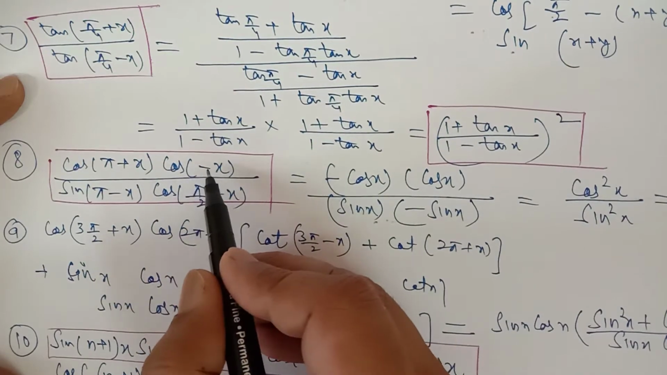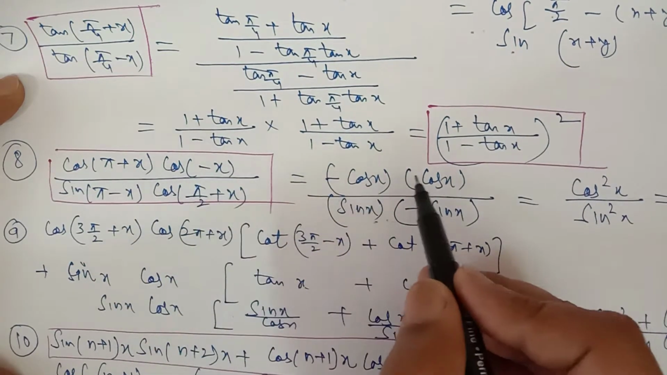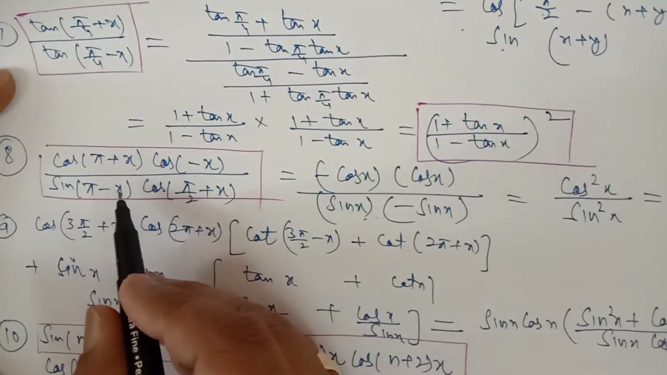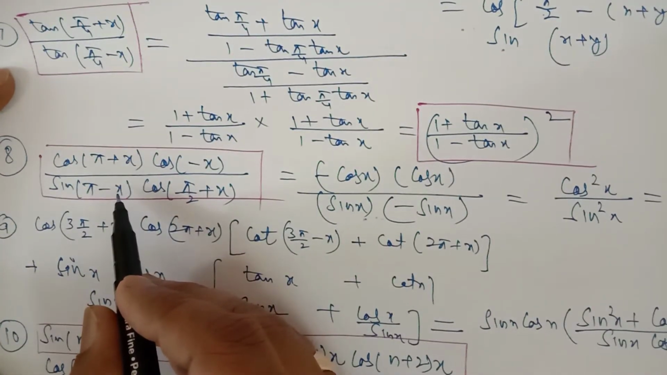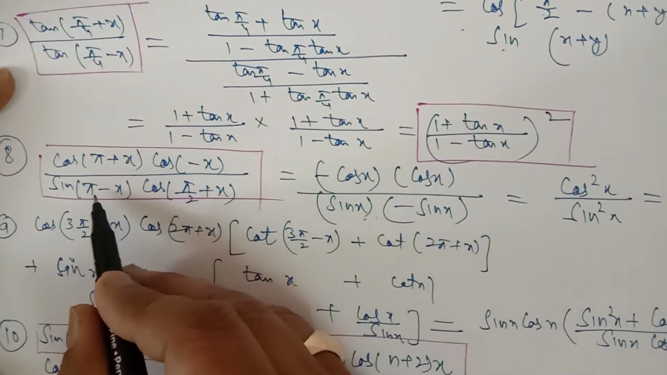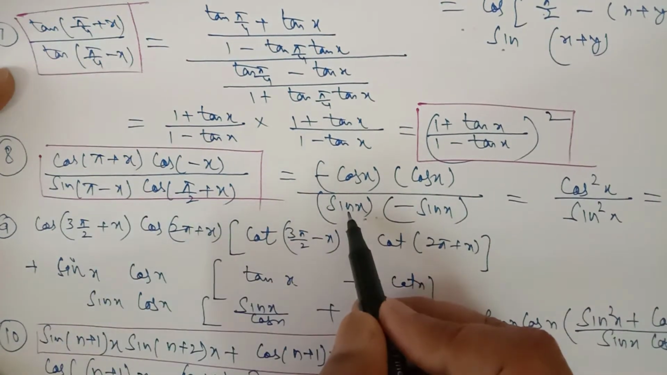Cos(minus x) is in the fourth quadrant. In the fourth quadrant, cos x is positive. This is sin(180 minus x), which is in the second quadrant. In the second quadrant, sin x is positive, and in a 180-degree angle, the trigonometric ratio does not change. So sin will remain sin.